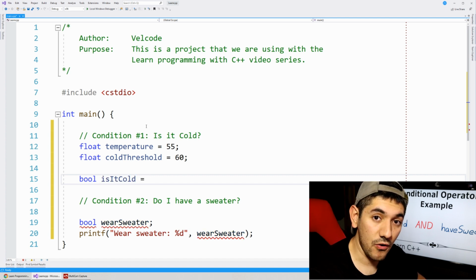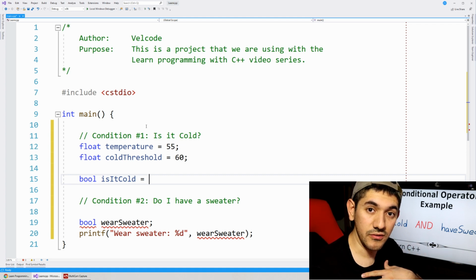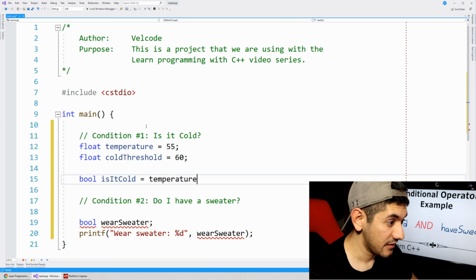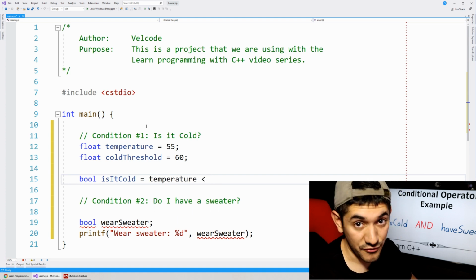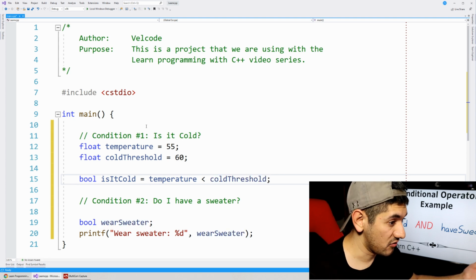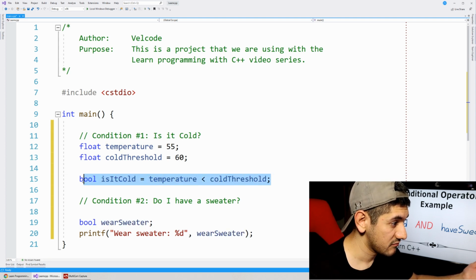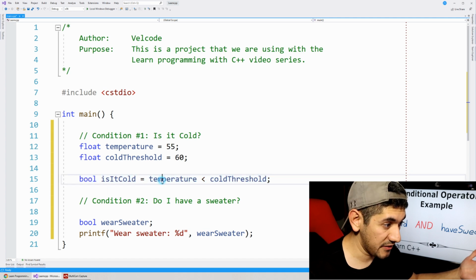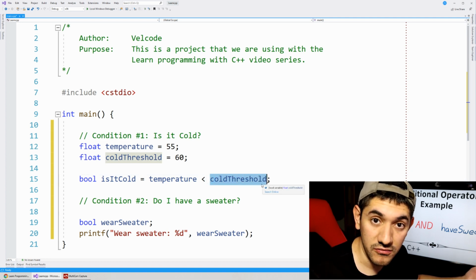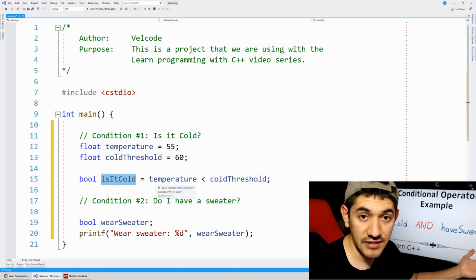And how do I know if it's cold? Well, if the temperature is below what I consider cold, the cold threshold, then it's cold. So if the temperature is less than the threshold, then it's cold, right? So this is my condition. Pretty straightforward. And I repeat it. If the temperature is less than whatever I consider cold, then it must be cold, right? So that's my first condition.